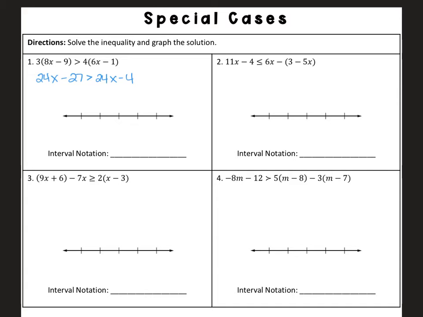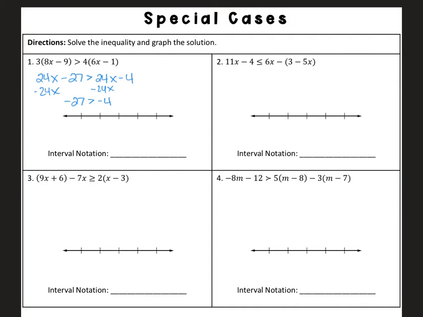All right, so we're trying to isolate x. So we have the variable on both sides of the inequality. So we want to move one over so they're both on the same side. So if we subtract, let's say, 24x from both sides, oh, but notice it's the same amount on each side. So when we do that, we get negative 27 is greater than negative 4.